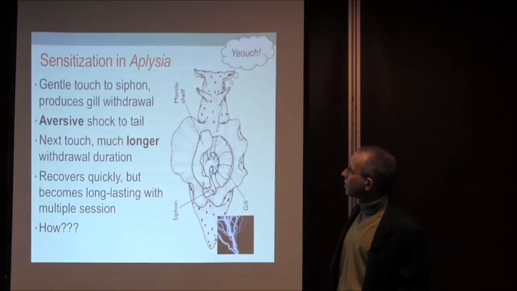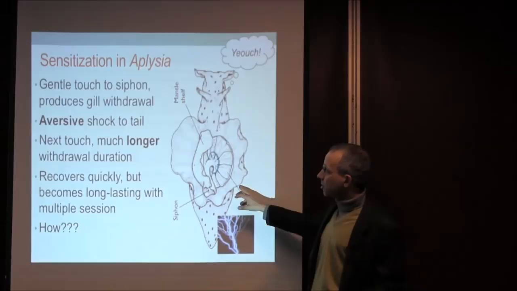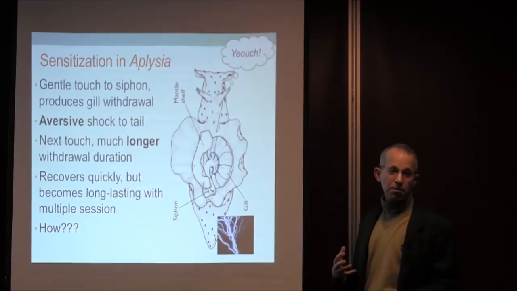In sensitization, a gentle touch to the siphon, we saw, produces the gill withdrawal. But if you give an aversive shock to the tail, like that big loud noise that we saw, the next touch is a much longer withdrawal. So the same basic idea: interspersing an aversive event gives you the opposite, and it recovers quickly.